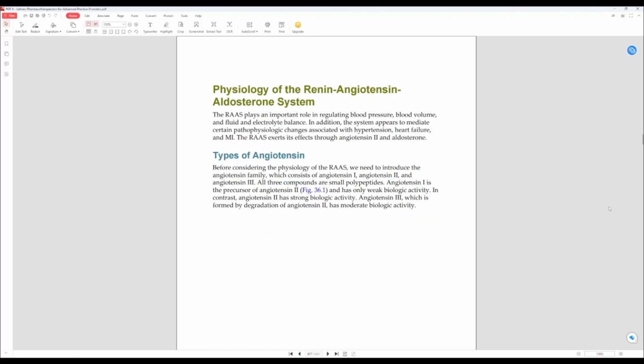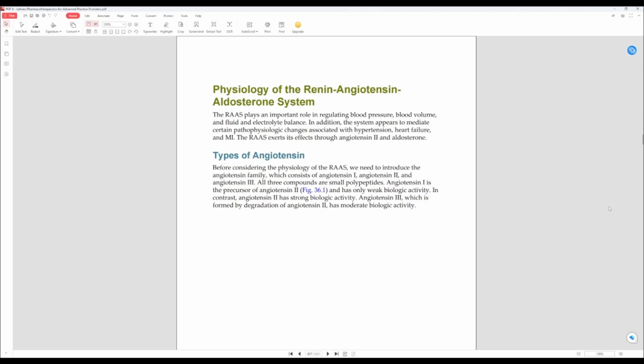So, the physiology of the RAS. The RAS plays an important role in regulating blood pressure, blood volume, and fluid and electrolyte balance. In addition, the system appears to mediate certain physiologic changes associated with hypertension, heart failure, and myocardial infarctions. The RAS exerts its effects through angiotensin II and aldosterone.